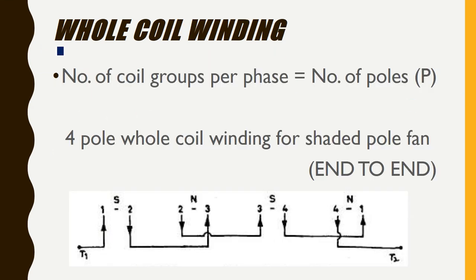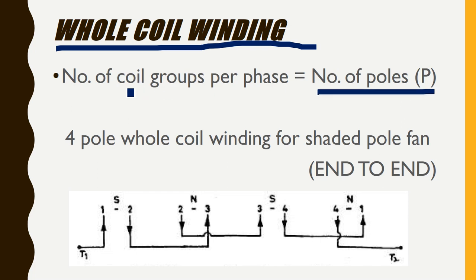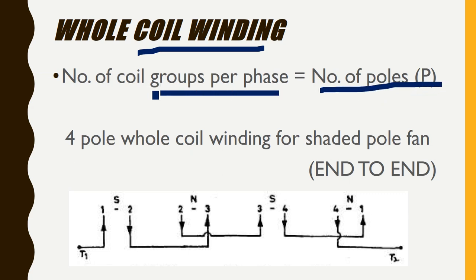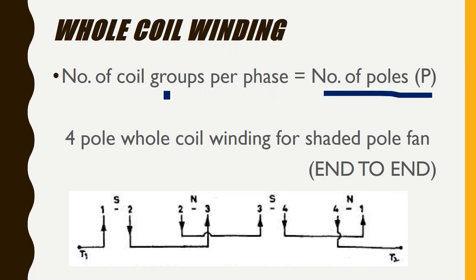Now the next term, it is whole coil winding. We are having coil groups. If you know the number of poles and number of coil groups per phase, if the coil groups per phase is equal to number of poles, then it is known as whole coil winding. If you are having 4 poles, the machine will be having 4 coil groups per phase. 4 poles machine, then per phase 4 coil groups will be there.